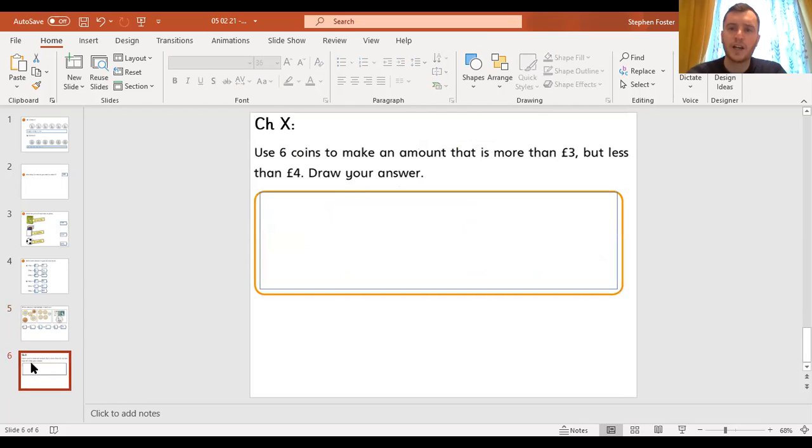And a challenge if you want one today. Can you use 6 coins to make an amount that is more than £3 but less than £4? If you have a go at this one, you might need to send your answer in because there's lots of different possible answers here. So maybe jot it down, draw a picture, and you can take a picture of that.